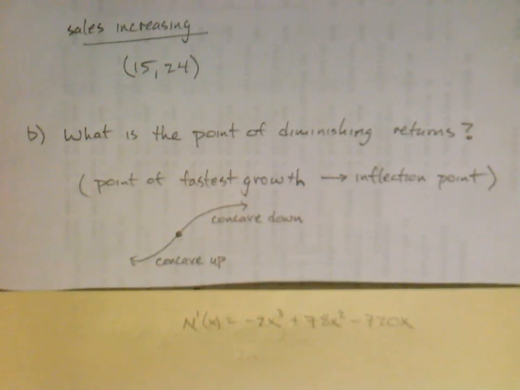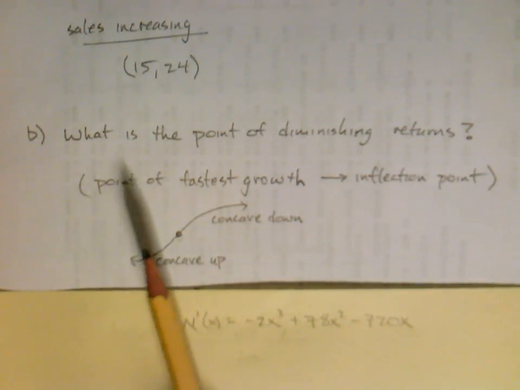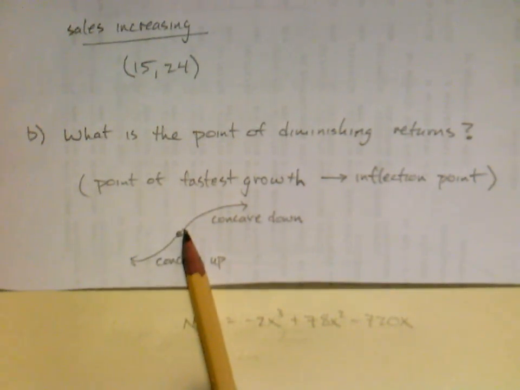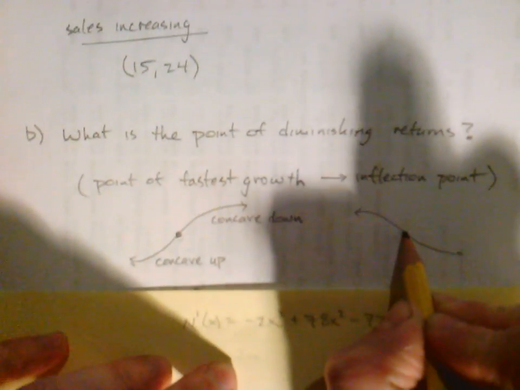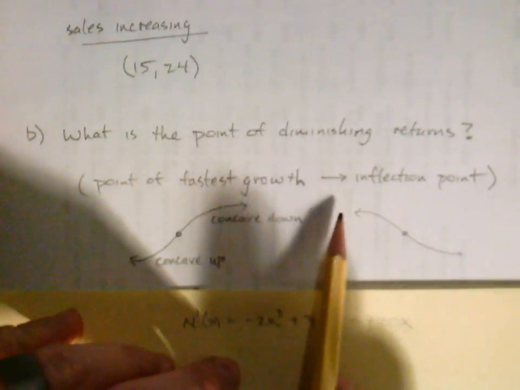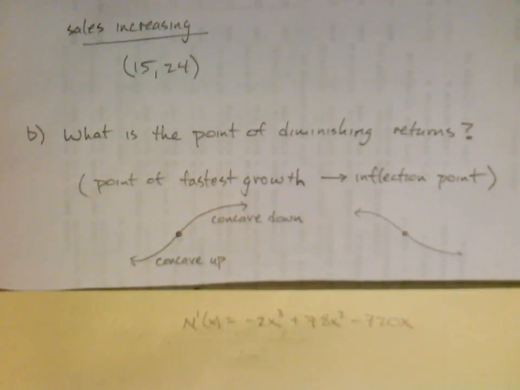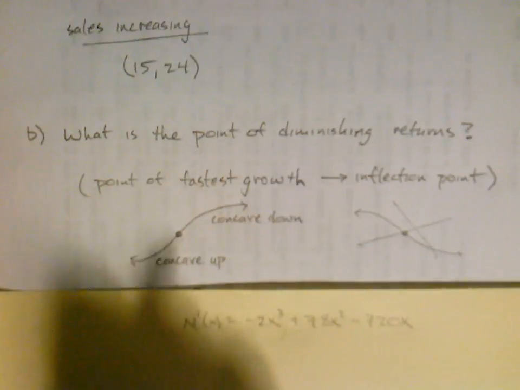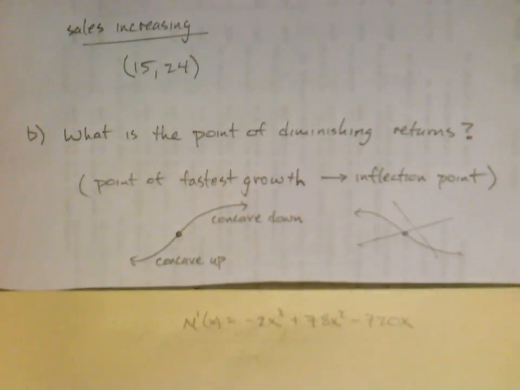So hopefully that makes sense. And it turns out that's an inflection point, but it's not even just any inflection point, it's when it goes from concave up to concave down. If it was to go the other direction, then that's not what we want at all, right? We don't want to go from down to up, because that means that our sales are dropping, right? So we don't want that. We want concave up to concave down, right? We're going up and then it starts to level off.